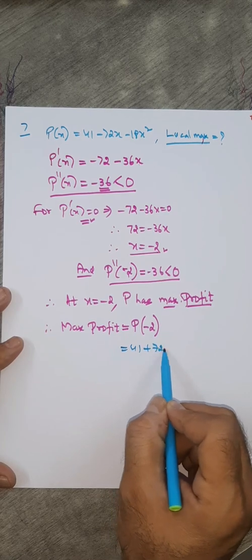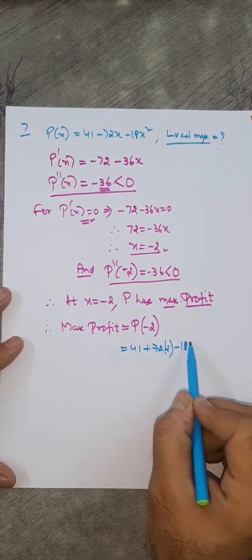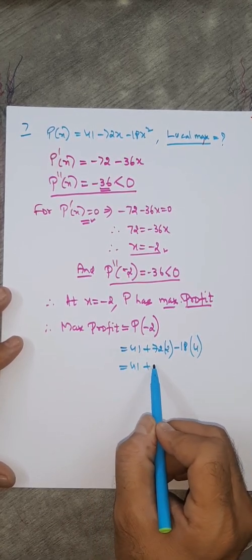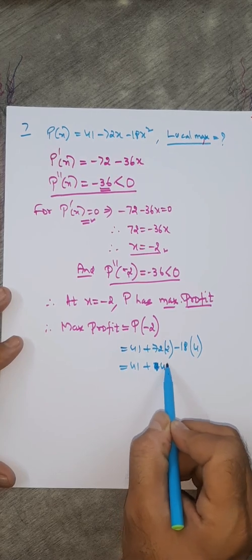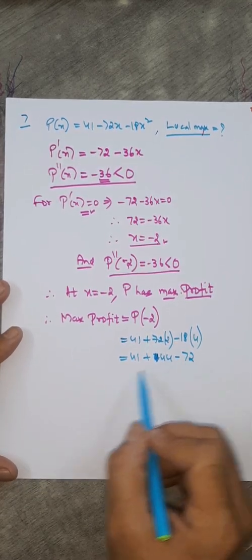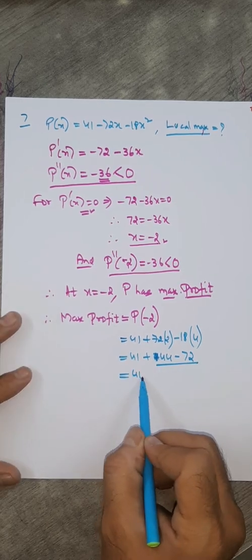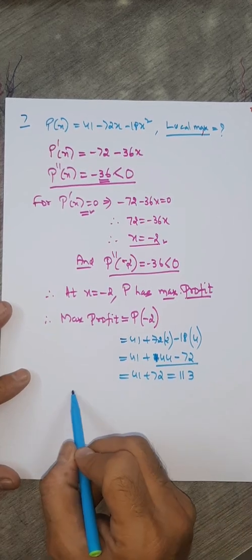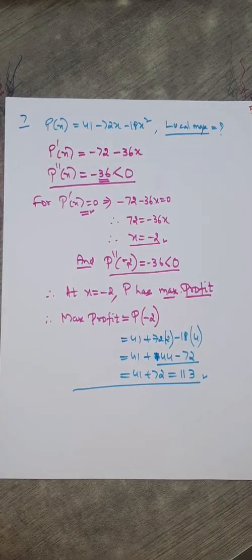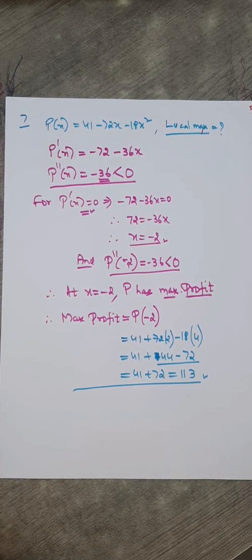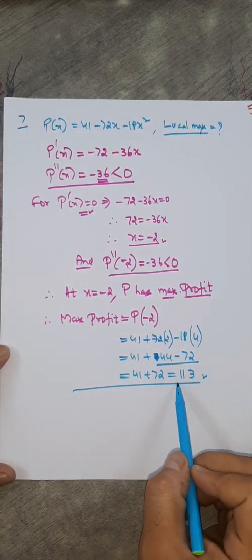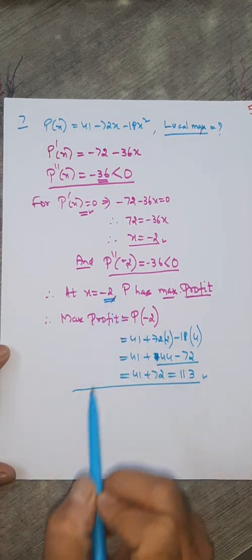41 plus 72 into 2 minus minus gives us plus 18 into 4. So 41 plus 72 into 2, which is 144, minus here 72. So we are just left with 72. 41 plus 72. So this is 3 and this is 11. So this is the maximum profit, 113. 113 is the maximum profit. It is in fact, what's that? That is a local maximum value of the function, where the function has local maximum value at -2.